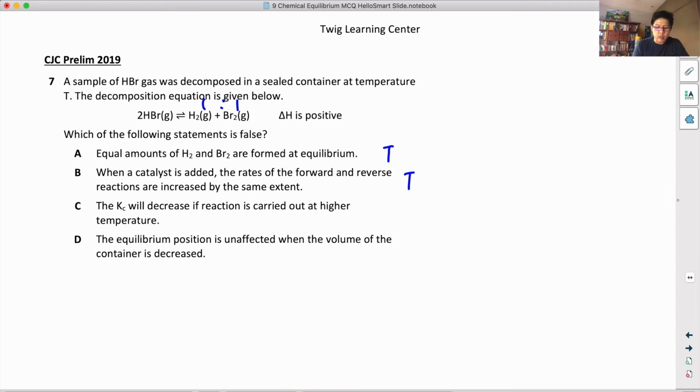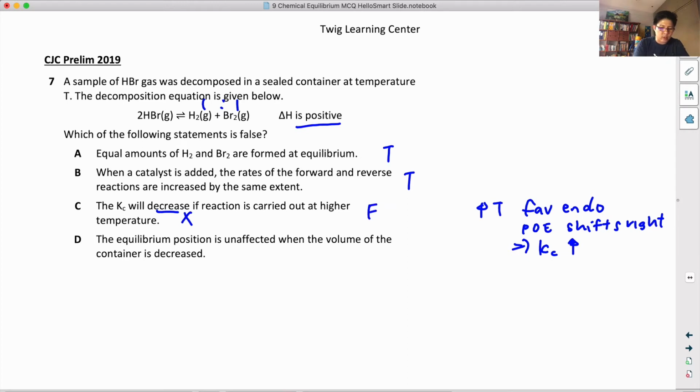Kc will decrease if the reaction is carried out at higher temperature. So you increase temperature, it will favor the endo because it wants to absorb heat. So position of equilibrium will shift right, since the forward is actually endo, right? So it shifts right, implying your Kc will increase, because you have more products than reactants at equilibrium. But here they say Kc will decrease, so this is actually false. All right, false. So that's why the answer is C. The question is asking for which is false.